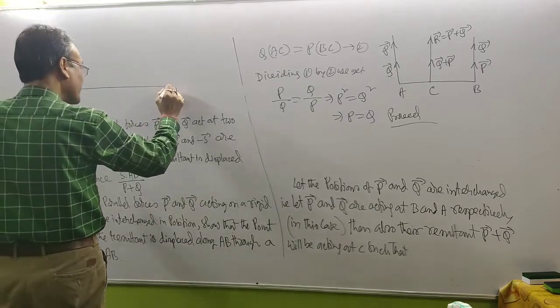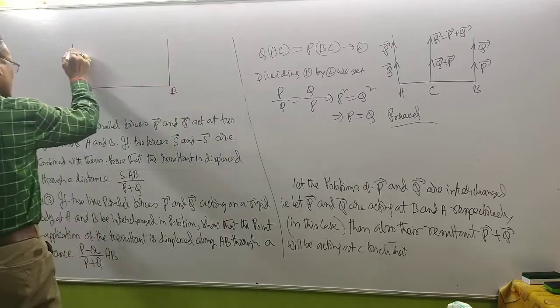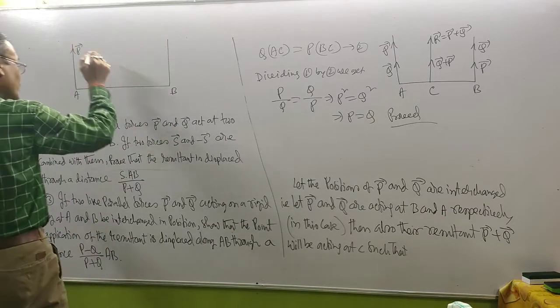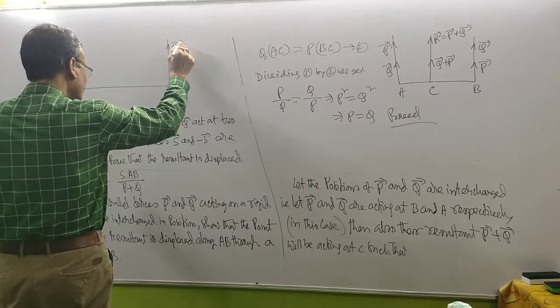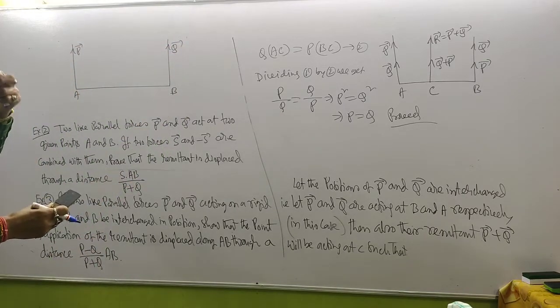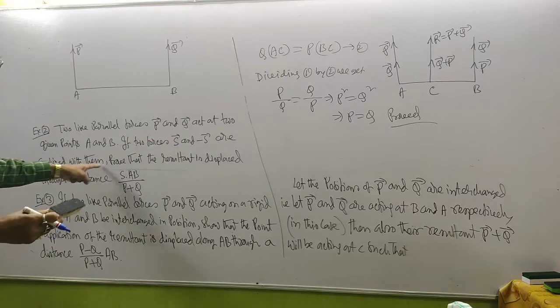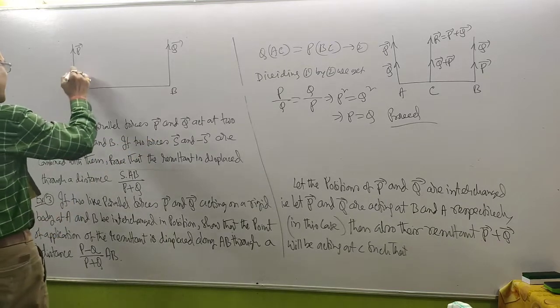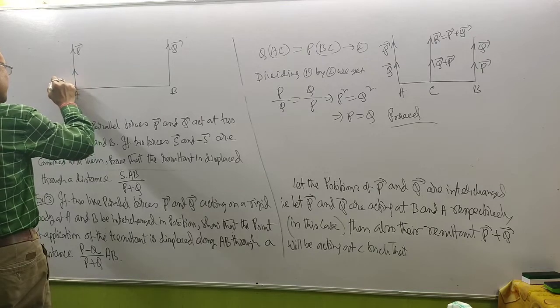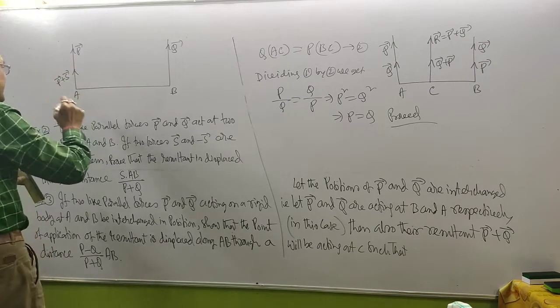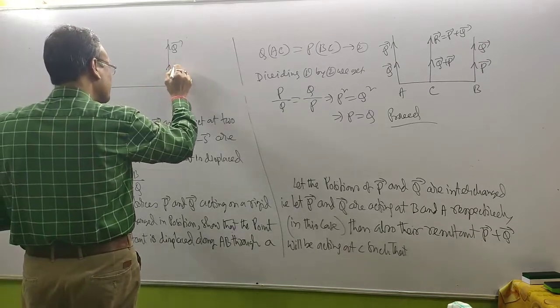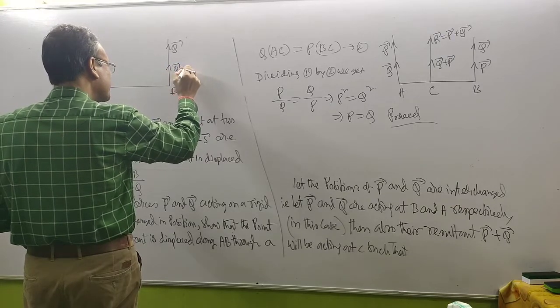A and B. P and Q at two given points A and B respectively. If two forces S and minus S are combined with them, secondly, in the second case, S is added to this and S subtracted from Q.